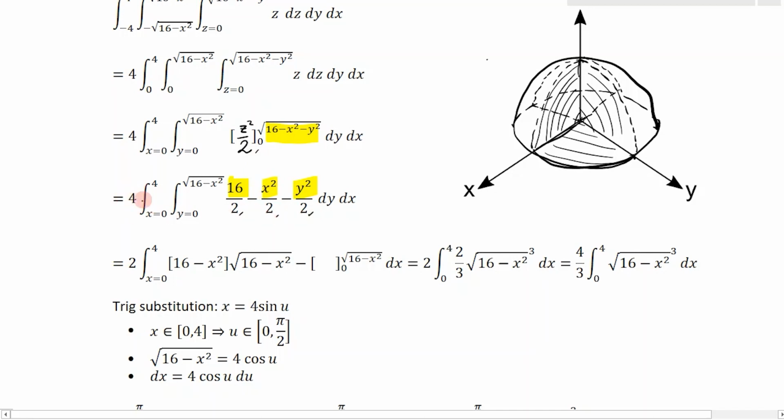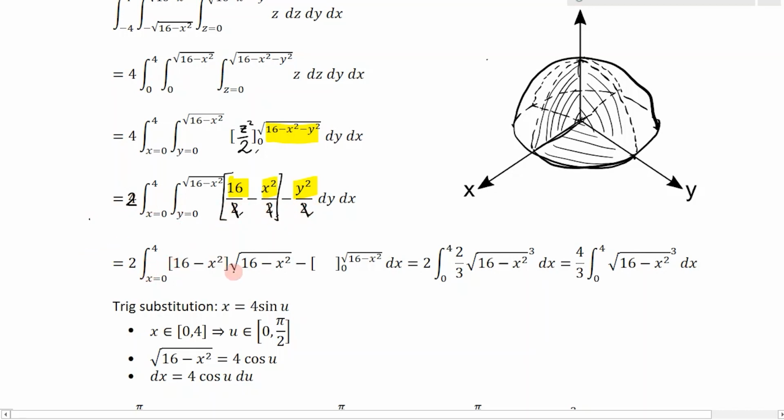4 stays here as is. Next, what I did is I integrated over y. For this part, as far as the y integration is concerned, this would be a constant. So what I got is this. First, by the way, I canceled 2 and 2 here.